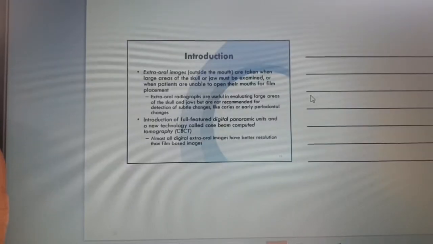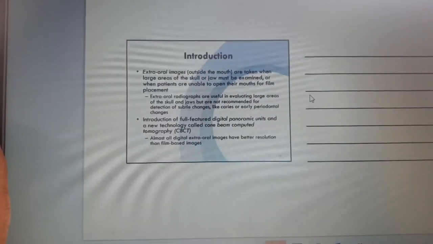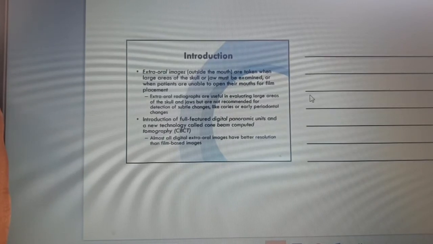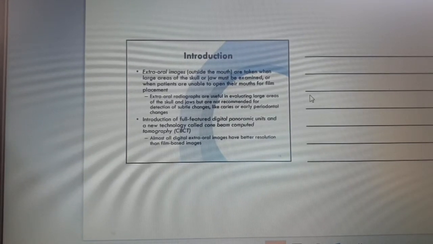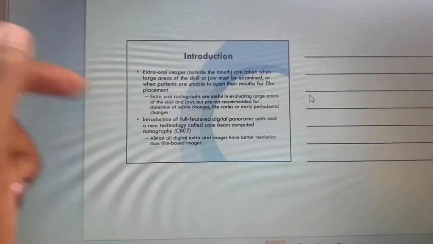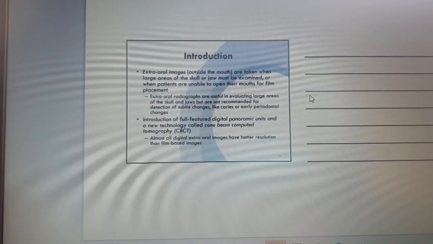Okay. So to introduce you guys, extraoral images. So these are basically images that have been taken outside of the mouth. They are taken in large areas of the skull or jaw that need to be examined, or when the patient is unable to open their mouths for film placements, such as our edentulous patients.